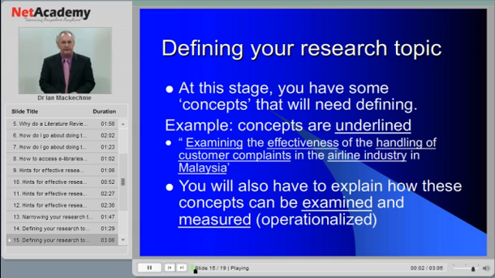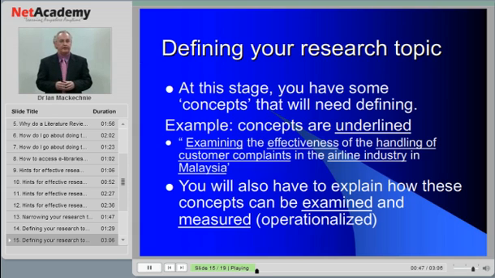Also at this point, we have identified the concepts that are going to need some defining, some deeper understanding, some greater explanation for enabling us to go ahead with our research. And in that topic sentence, examining the effectiveness of the handling of customer complaints in the airline industry in Malaysia, we've got to then understand what these concepts are. What do we mean by, for example, examining? How are we going to examine? What are we going to examine? How are we going to go about this process of examining? So we need to define what we mean by examining.